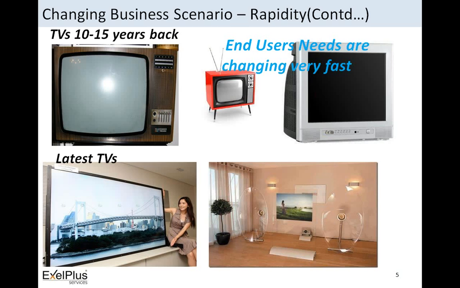And if you look at the latest TVs we have and the kind of TVs we had 15 years back, again going back to the same fundamental, the basic functionality of a TV is to view. But if you look at the latest TVs, apart from viewing, there are so many additional functionalities, and the way in which the activity is viewed is different. What does that mean? The end users' needs are changing very fast. End users are not interested only in viewing. Apart from that, they need more and more additional things from the products and services they use.